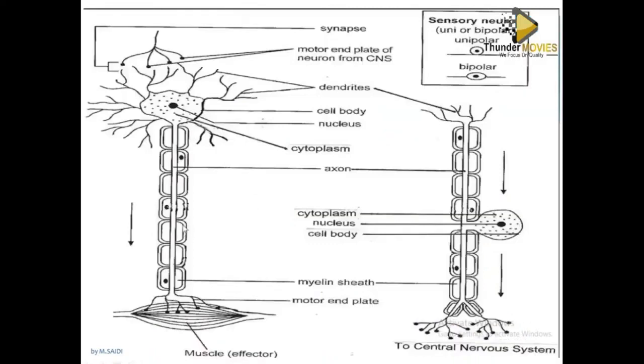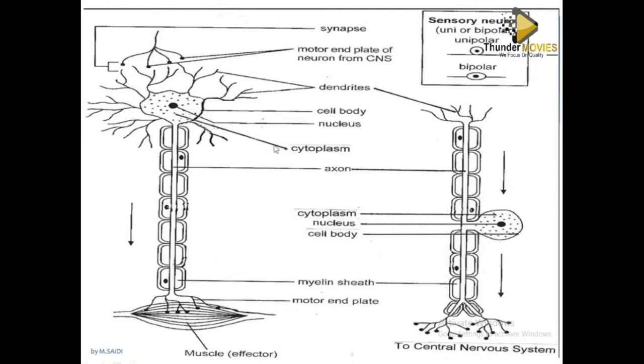If this is a motor neuron and this is a sensory neuron, the motor neuron's cell body, we say, is at the terminal or at the beginning, and then in the sensory neuron it is along the neuron.